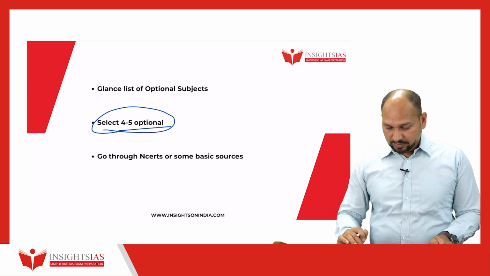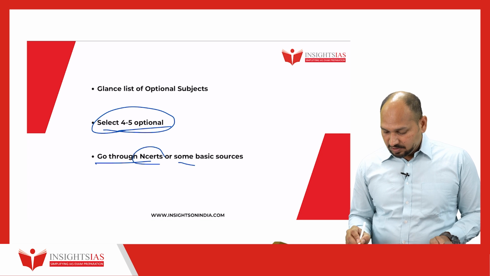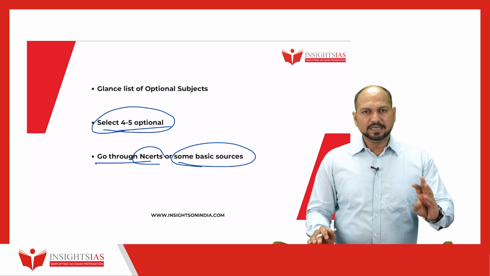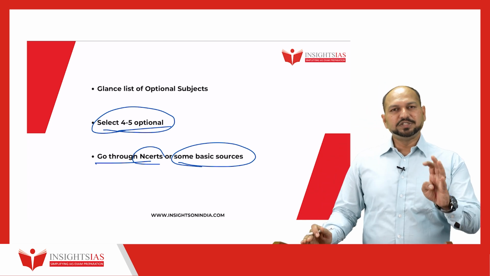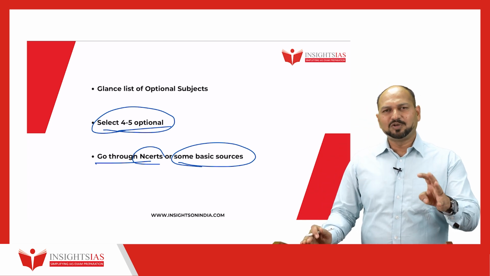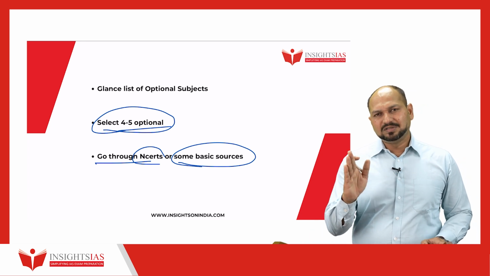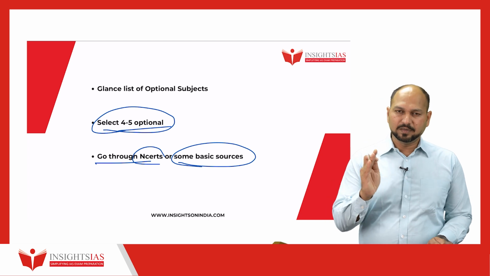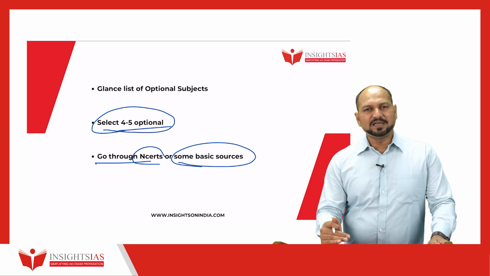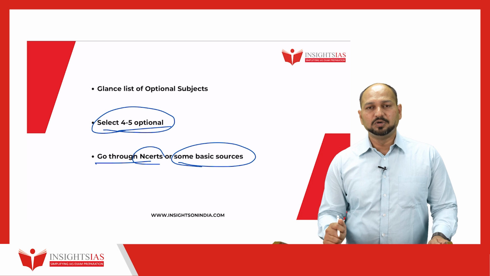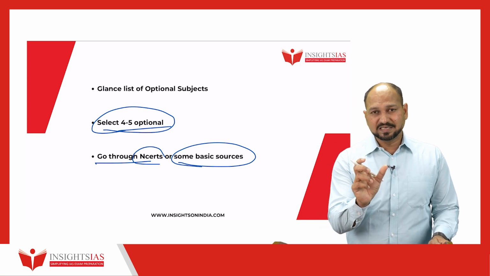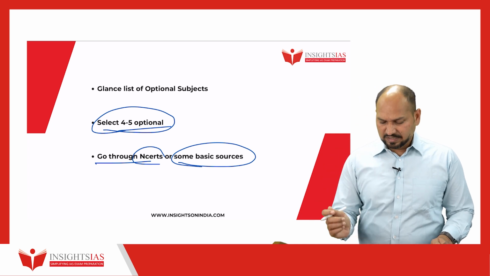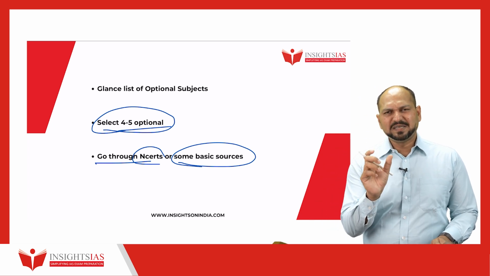After that, go through NCERTs or some basic sources of those 4 to 5 optionals. For example, if you are interested in sociology, geography, public administration, anthropology, and PSIR, go through the NCERTs, wherever they are available. They are available for geography, for PSIR, that is political science, and for sociology also. For anthropology, you can go through the Kerala state board books, the basic books. And for other optionals, you can go through some basic readings.